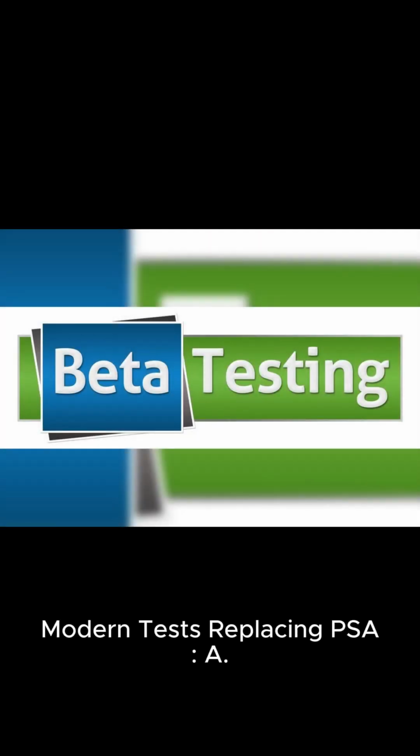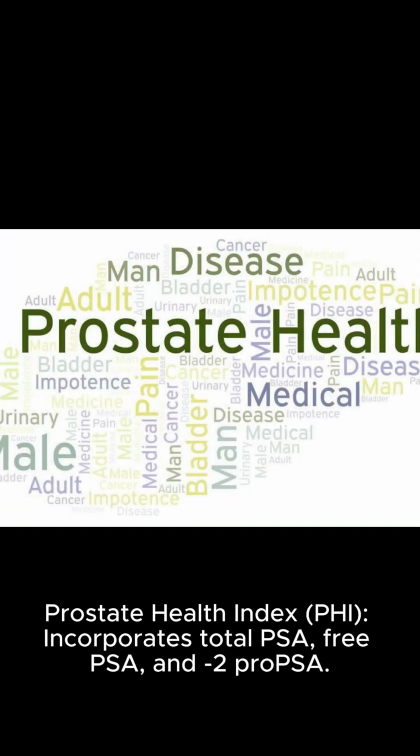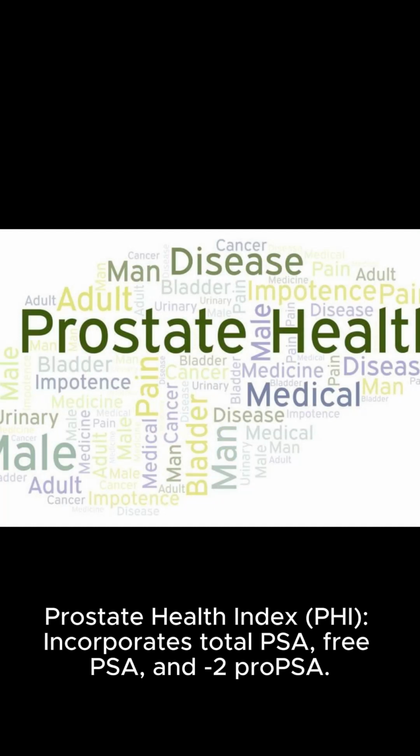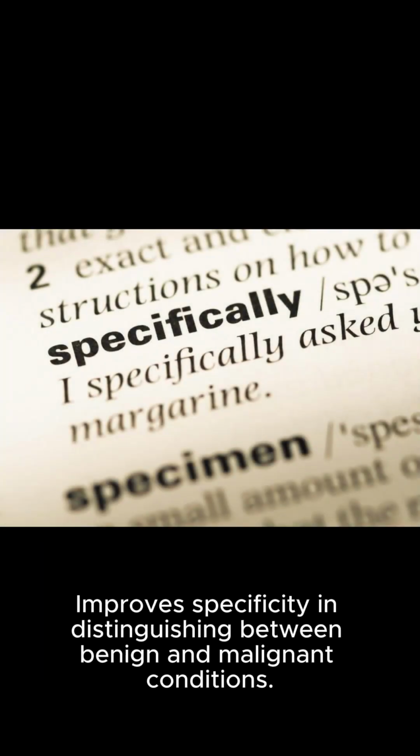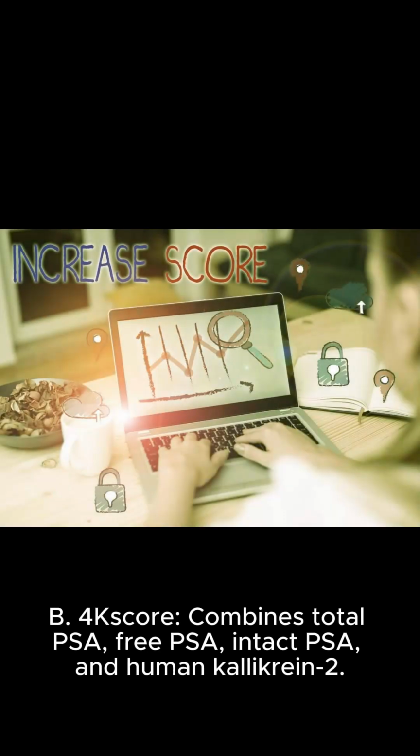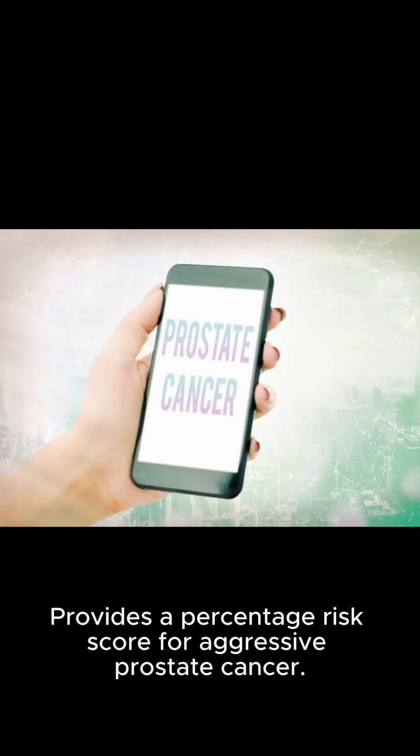Modern tests replacing PSA. A. Prostate Health Index (PHI) incorporates total PSA, free PSA, and -2 proPSA. It improves specificity in distinguishing between benign and malignant conditions. B. 4K score combines total PSA, free PSA, intact PSA, and human kallikrein 2. It provides a percentage risk score for aggressive prostate cancer.